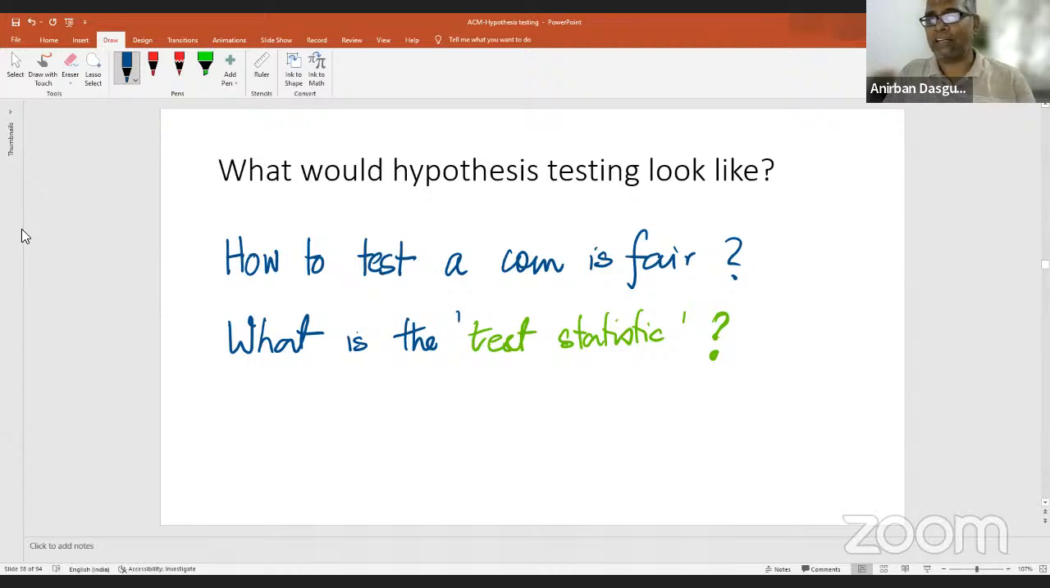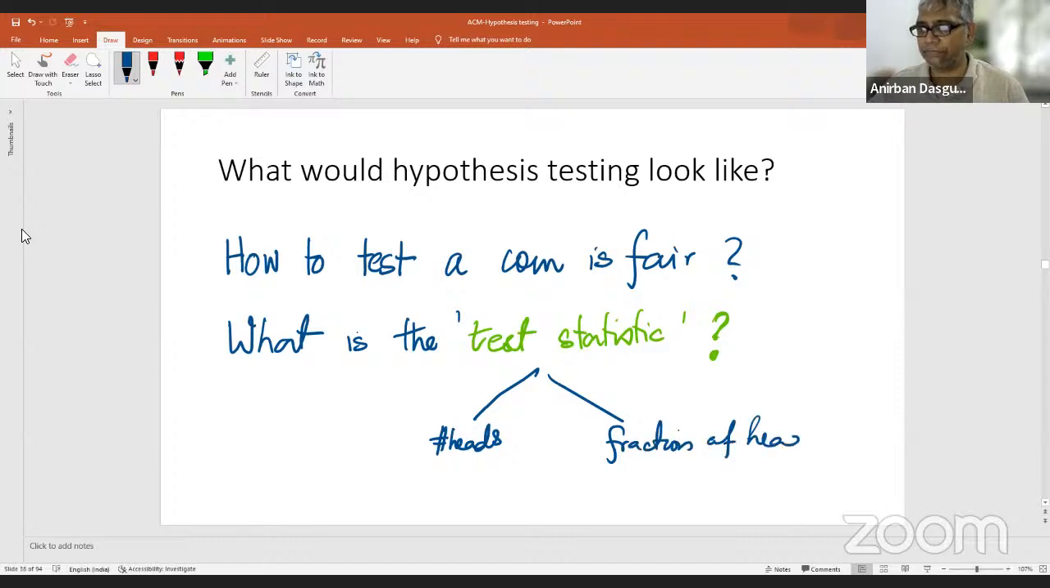So let us go in steps. How to test that a coin is fair? What is the test? This is an easy question. I won't even bother asking you this question, I'll ask you a harder question. The test statistic is clearly the number of heads. So, actually here there are two options. To test a coin is fair, you could have the test statistic to be just the number of heads, or you could have the test statistic to be the fraction of heads.